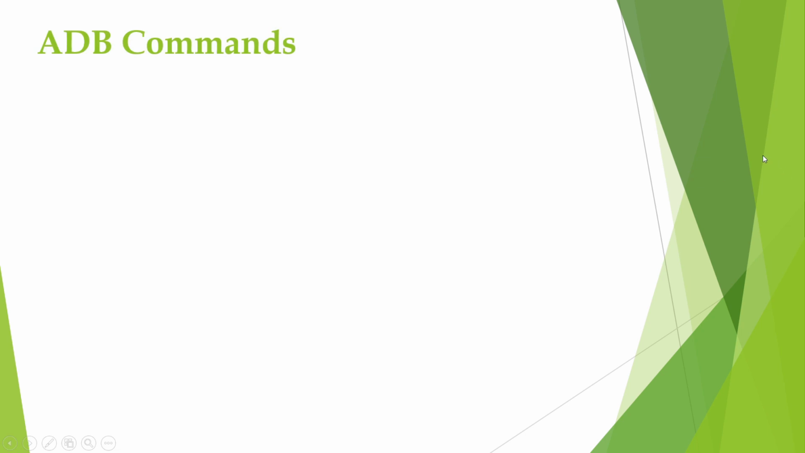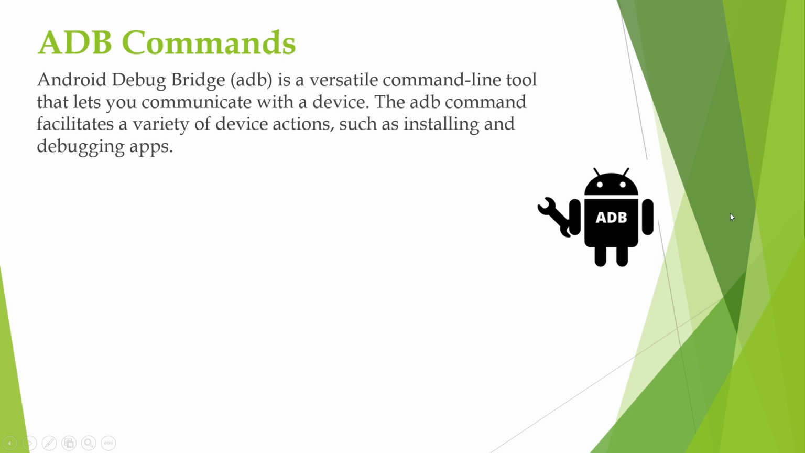Good day to everyone. In this video, we will learn about what ADB commands are, what are its components, and how it works. ADB is an abbreviation of Android Debug Bridge. The ADB command allows you to communicate with the connected Android device. It is a versatile command line tool that facilitates the communication between the developer's computer and an Android device. It allows developers to perform a wide range of actions on the Android device, including application management, file transfer, and debugging.